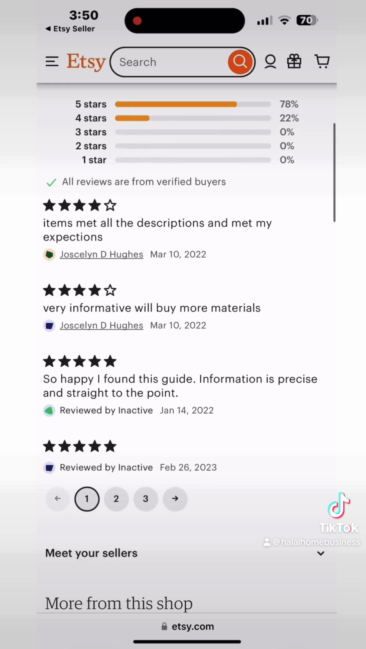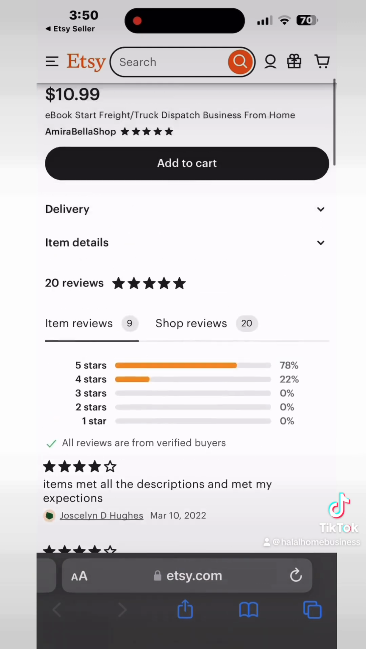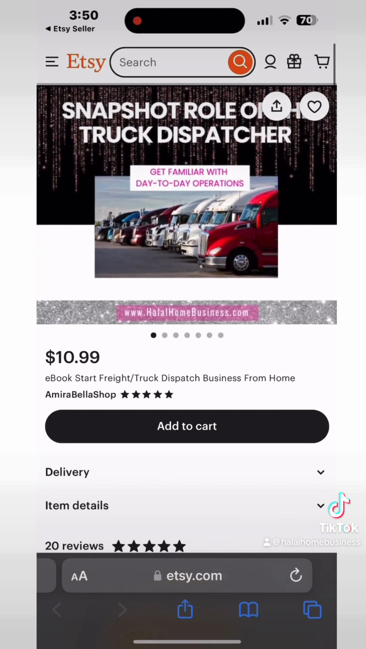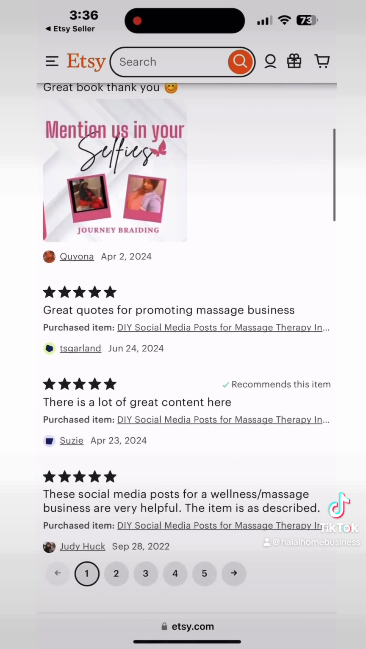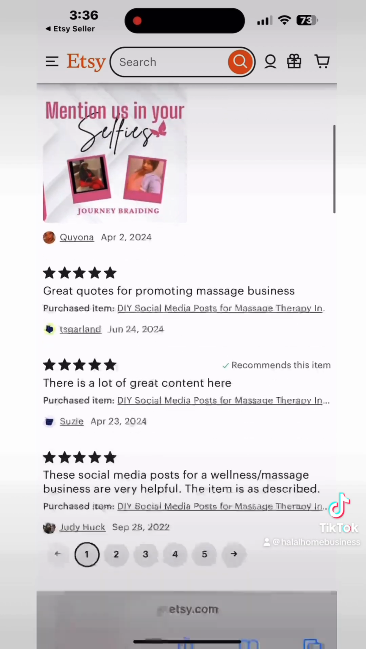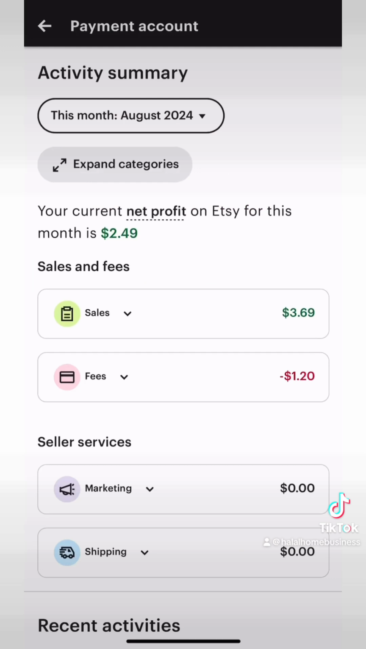I do have some ebooks that I've neglected over the years, but nevertheless, they do still make sales every so often. So this is just some of the books that I have on Etsy. As you can see, these are a couple that have sold, so I just wanted to show you my seller dashboard as far as the expense breakdown.